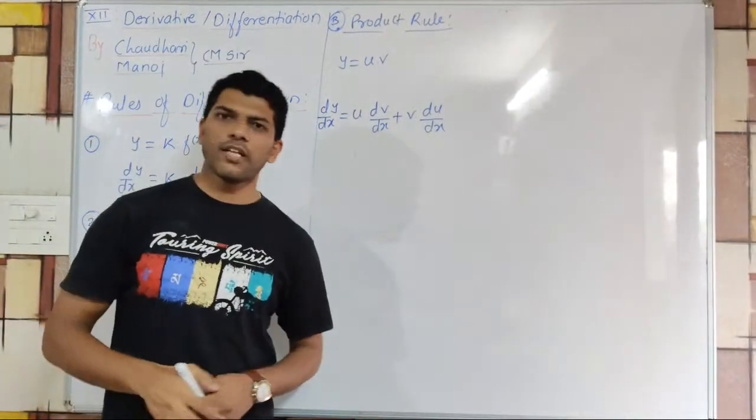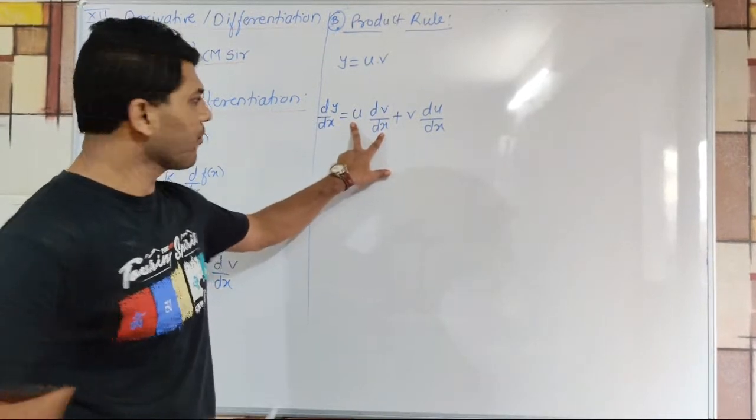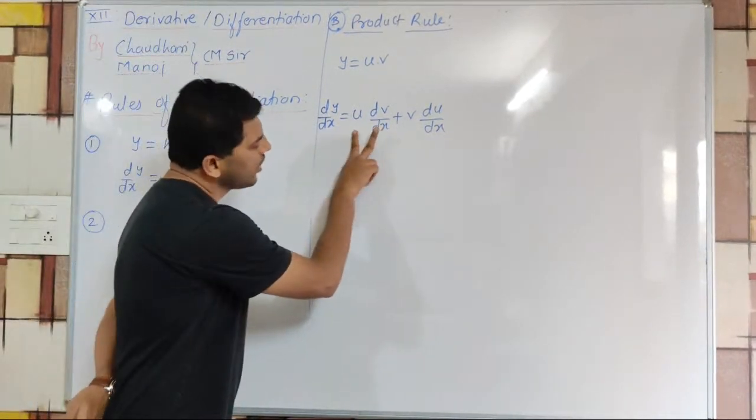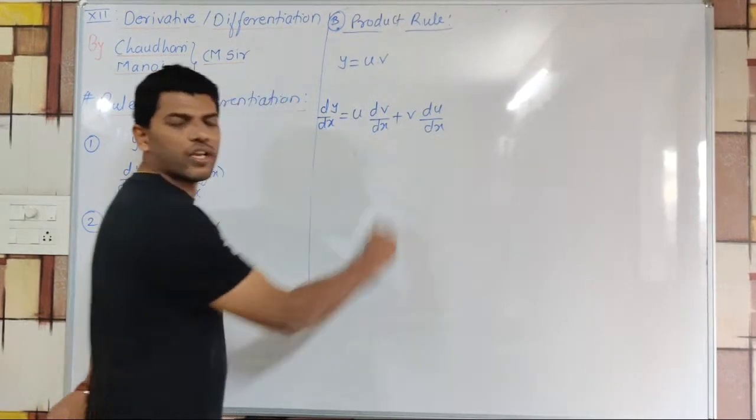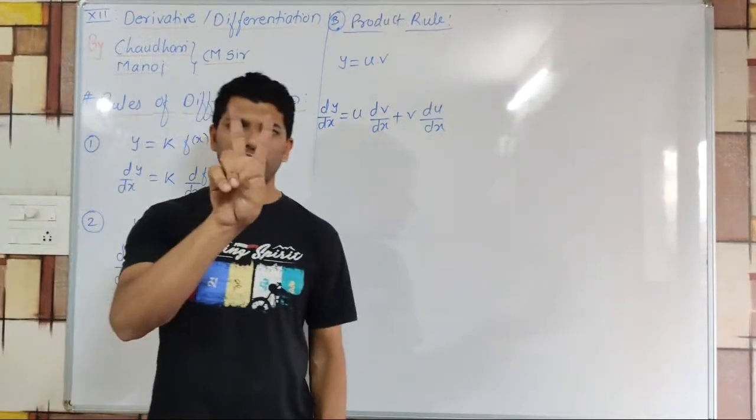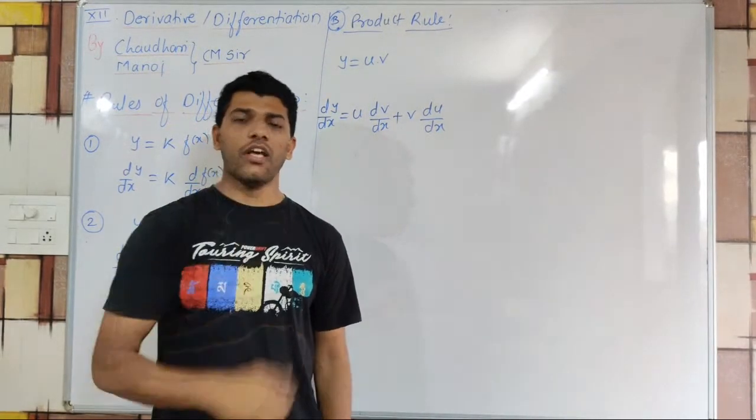So always remember that formula in this way. It's u into derivative of v. Then switch over the positions. It's v into derivative of u. So you have to remember this in this way: u into derivative of v plus v into derivative of u.